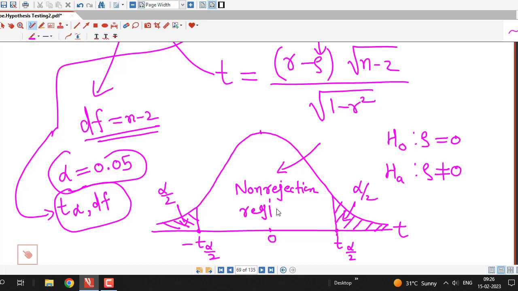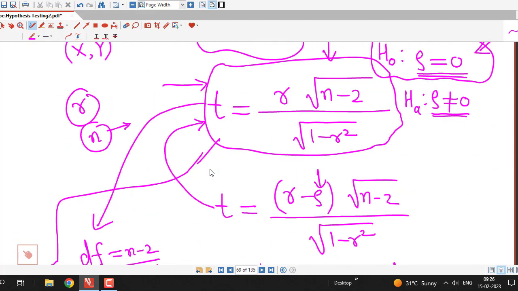So using these rejection regions, we can decide whether we should reject the null hypothesis or whether we are not able to reject the null hypothesis. This is also a rejection region. So this is a very simple hypothesis test for the population correlation coefficient.